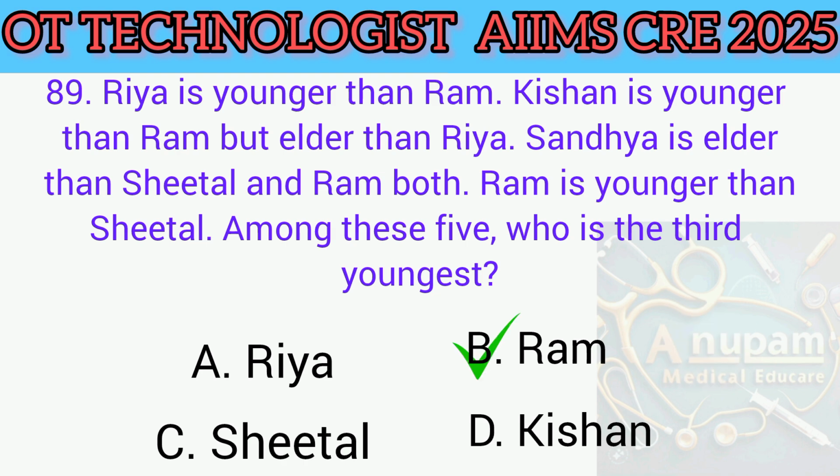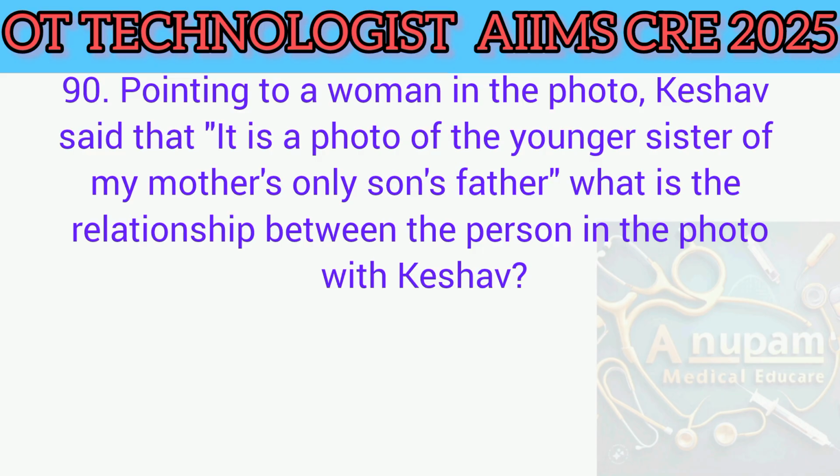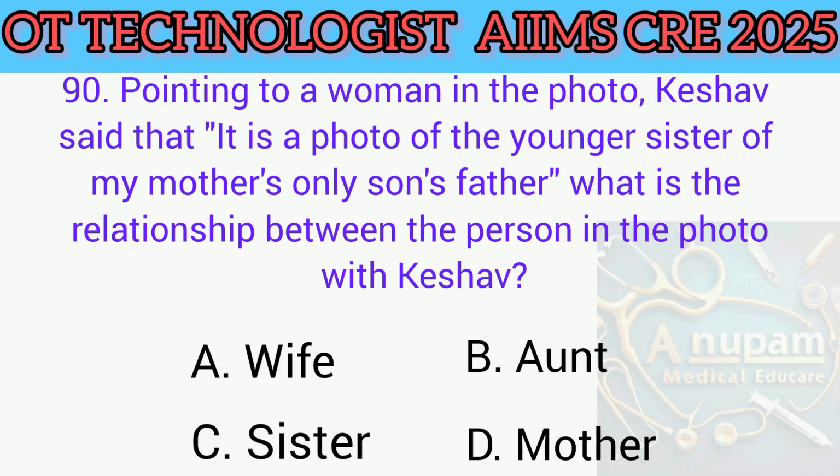Right option, B. Number 90. Pointing to a woman in the photo, Keshav said, it is a photo of the younger sister of my mother's only son's father. What is the relationship between the person in the photo with Keshav? Option A. Wife. B. Aunt. C. Sister. D. Mother.